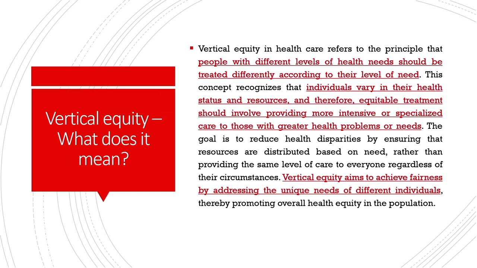So, in a sense, vertical equity aims to achieve fairness by addressing the unique needs of different individuals, thereby promoting overall health equity. Now, in the context of a health system, I am referring to health system financing actually. When I say health system financing, I am mostly referring to who pays for healthcare. Whether the governments pay for healthcare through a well-defined tax system, whether there is a social health insurance program, or whether an economy is mostly dominated by a private health insurance program, or whether there are more out-of-pocket expenditures on healthcare, these kinds of systems really determine what impact it has on equity considerations within the economy.